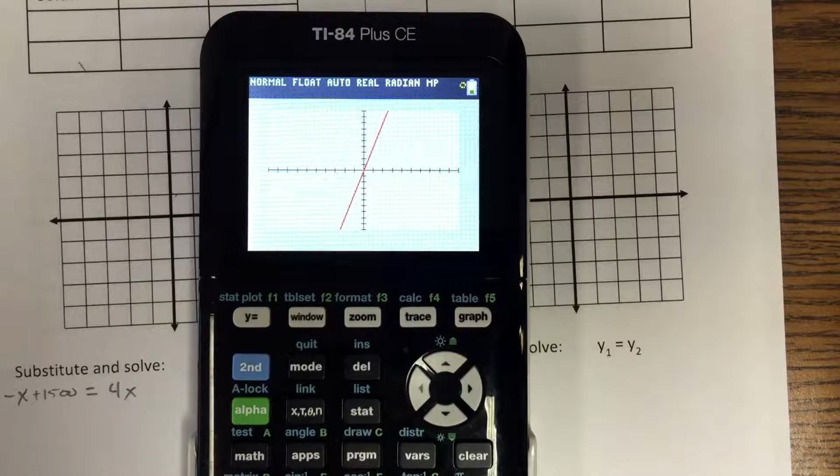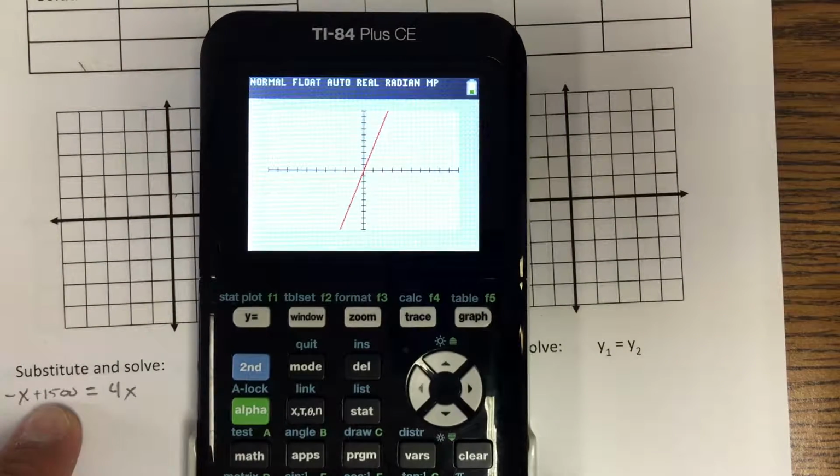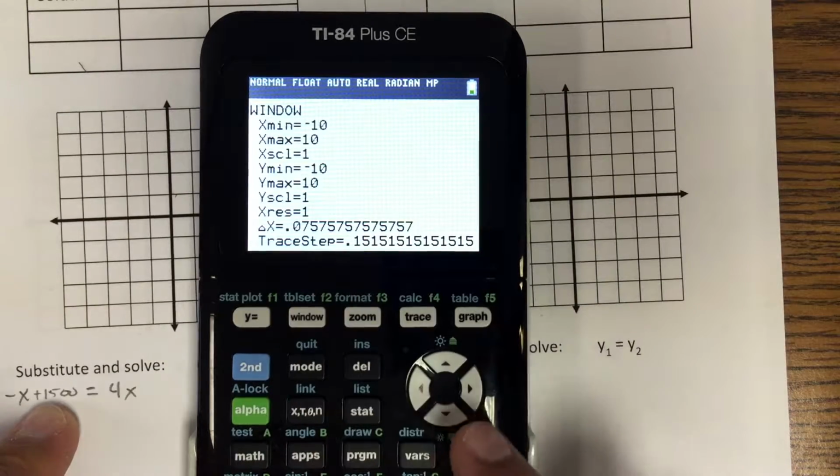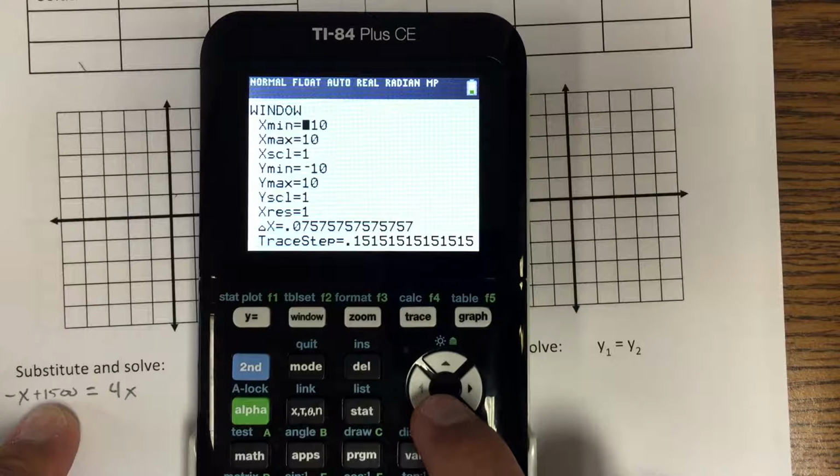There's one. And where's the other one? I don't see it. Uh-oh. Remember, this is a y-intercept of 1500. So the y-intercept of 1500 is going to be crazy big. So we need to come down here and we want to change all of our window settings right here.